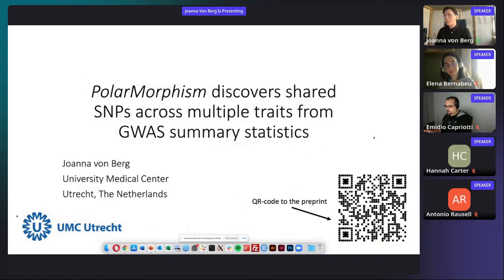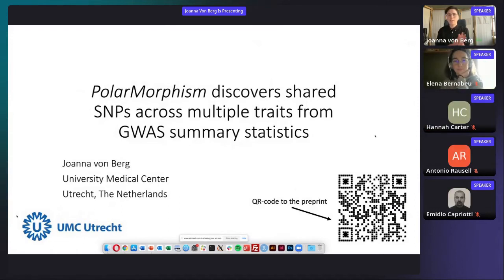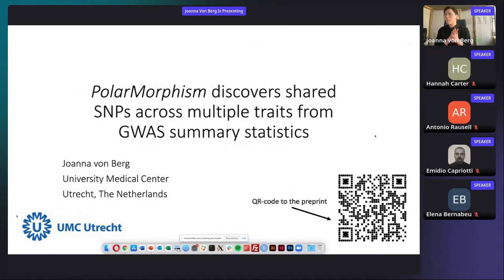So today I'll be presenting this method that we've developed. And we actually recently put the preprint online, and if you scan this QR code, you'll be brought to the preprint on bioRxiv.